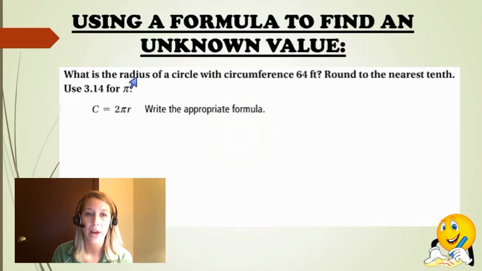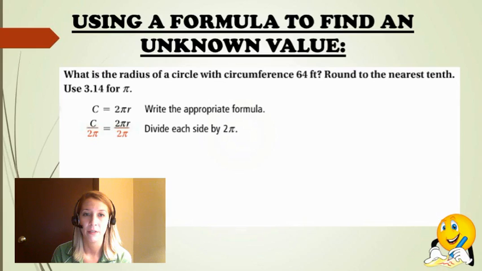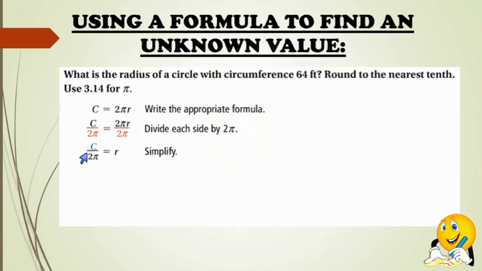But you'll see that we're asked to solve for the radius, so we need to get the variable all by itself. Our first step would be to divide each side by 2 pi. When we do that, those cancel out, and we're left with C divided by 2 pi is equal to r. Okay? Now we know the value of C. C is our circumference, which is 64 feet. So we're going to substitute 64 for C.